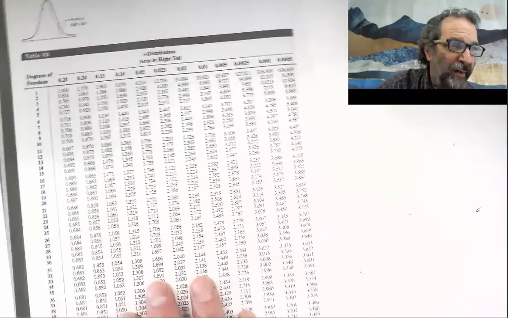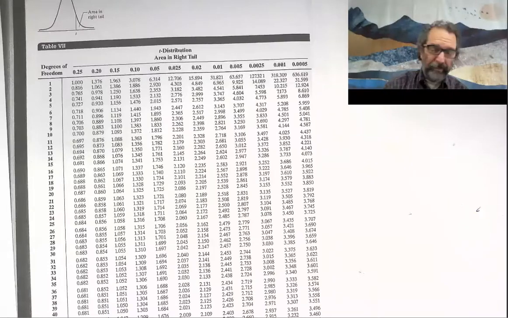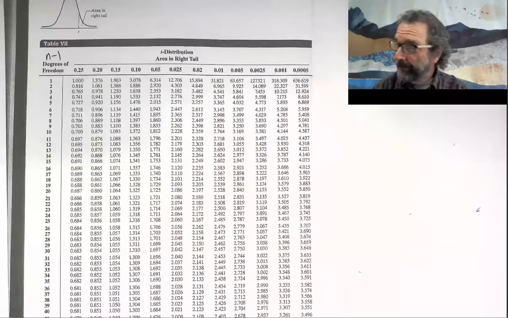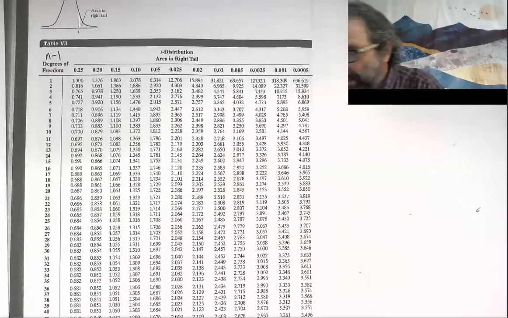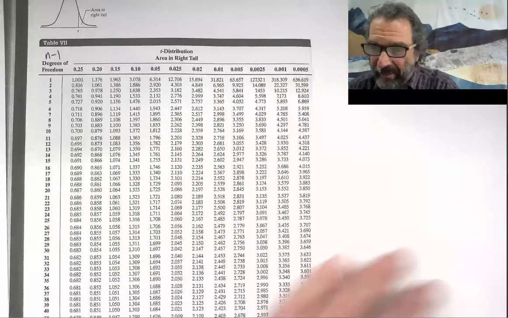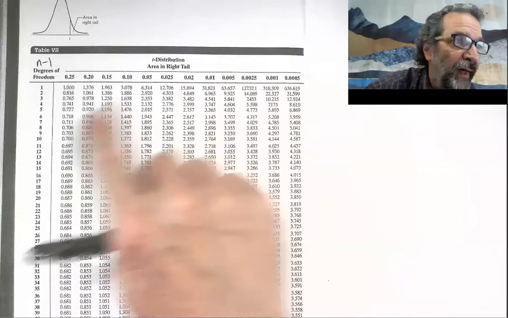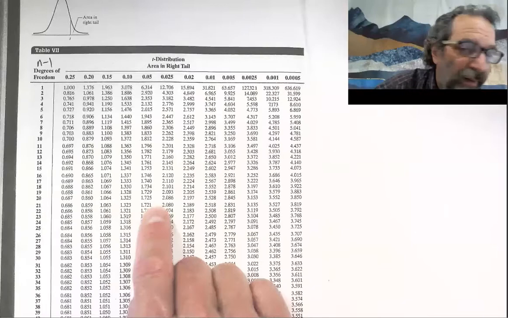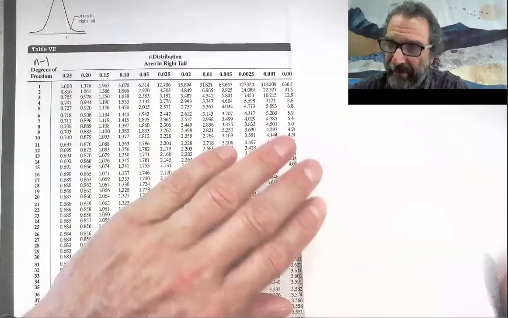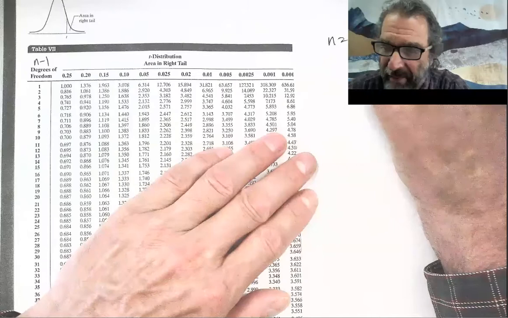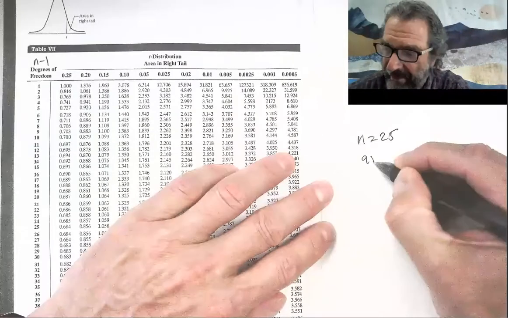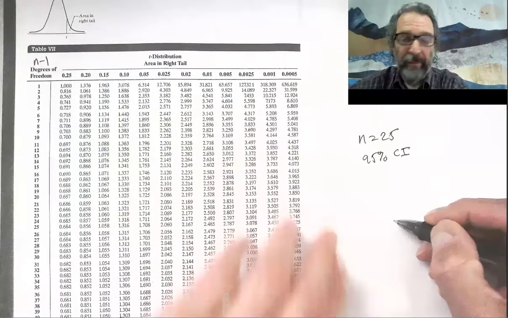So here's what the t tables look like. On the left side here, I've got degrees of freedom, which is n minus 1. And then across the top, I've got the tail probabilities. In the middle here, I've got the critical t values. So that would say, if n was 25, you want a 95% confidence interval using t.